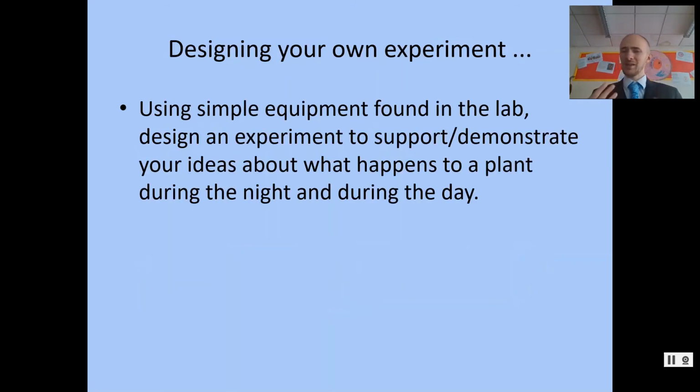So pause me, have a think about, right, I've got this indicator, I need this to end up in the same place as a plant, in the night and in the day. Maybe I'll include some animals somewhere. How am I going to do this? How am I going to set this up? What would it look like? You're going to write yourself a little method, maybe draw yourself a little diagram. And then we'll talk through what you might end up doing and add to your method. So pause me for 5 or 6 minutes, it will take you.